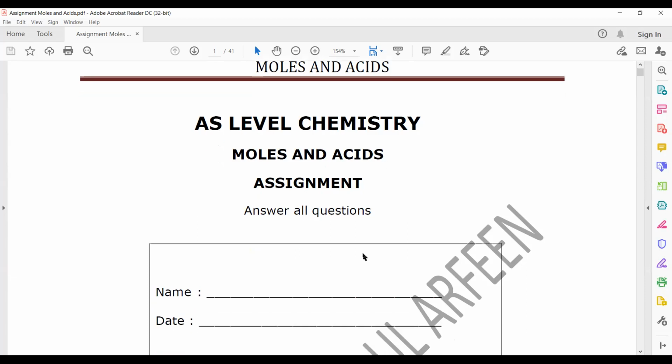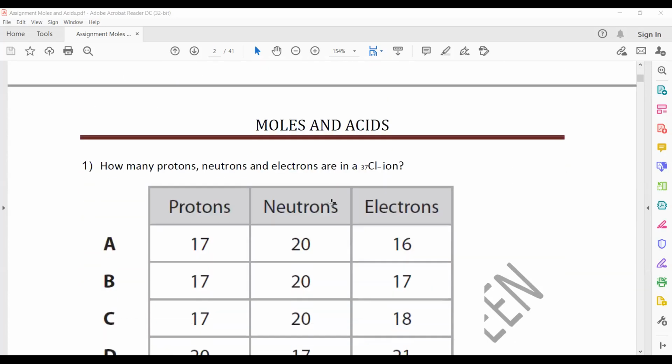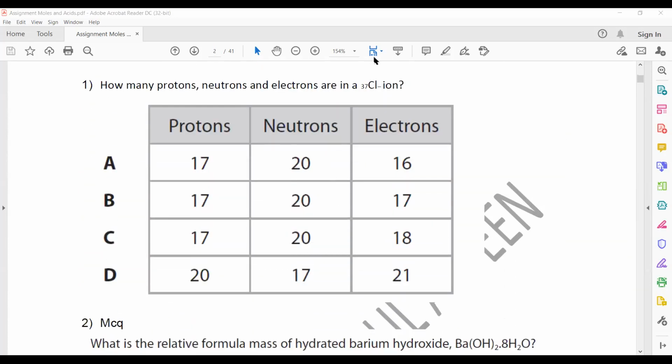So this is the assignment related to moles and acids. In question 1, how many protons, neutrons, and electrons are there in chloride? So we have chlorine, which is 17 and 37 with the charge 1 minus. So here A is equal to 37, Z is equal to 17.